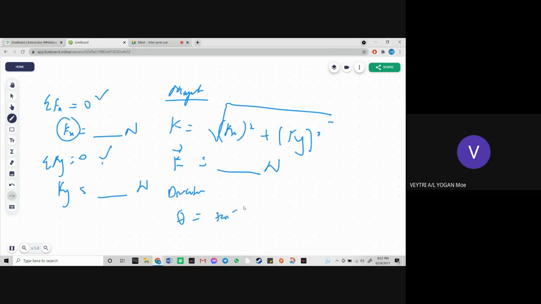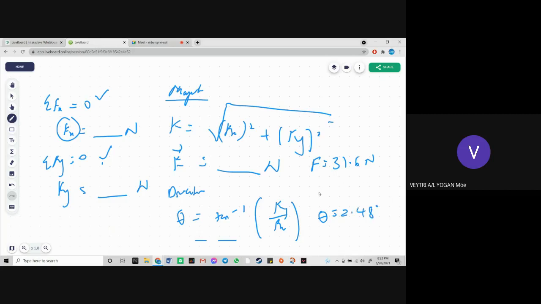Theta equals tangent inverse Fy over Fx. You will get your angle. Okay, I'll give you the final answers. You have to show me how you get the answers. The magnitude of the force after you resolve is 31.6 Newton, and the angle is 2.48 degrees.